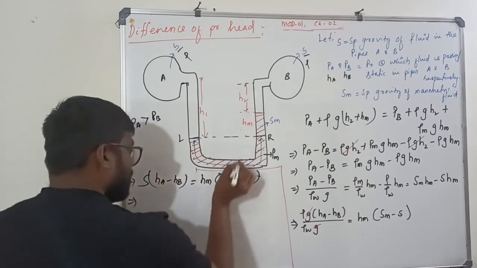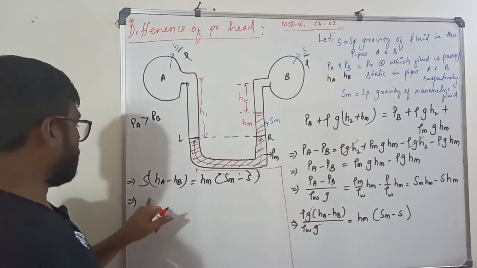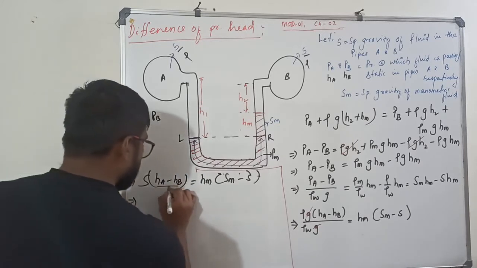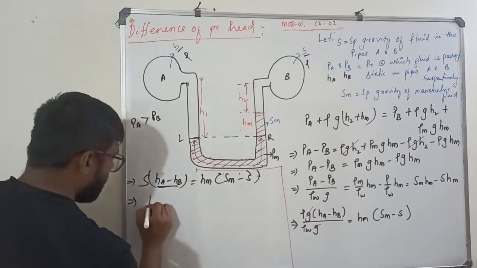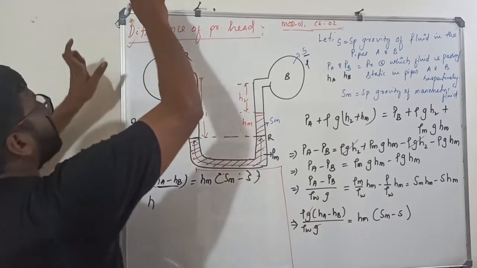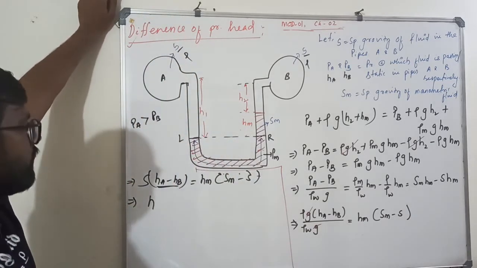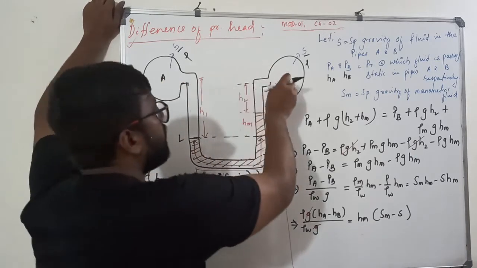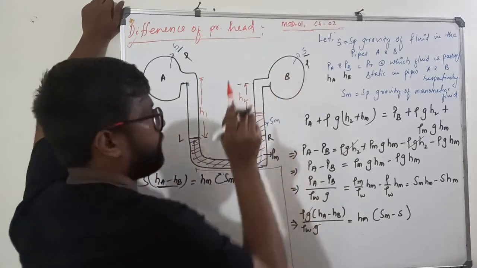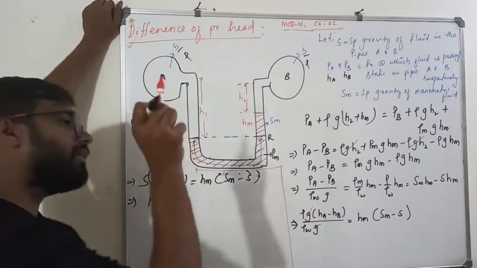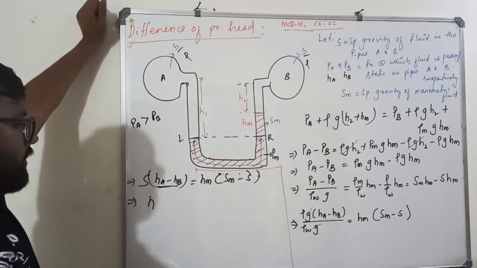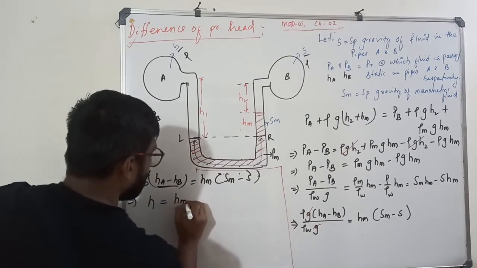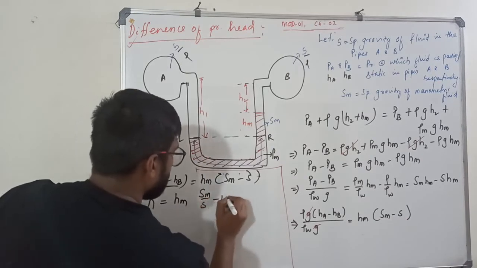Now take this S and divide. If this is multiplied here, it will go to the right hand side as division. So HA minus HB, this only I am writing as H. That is the difference of pressure head. Your H is nothing but the difference of the pressure head flowing between two pipes having the same fluid. Okay. So H equal to, take S this side, so what you got? HM into SM by S minus 1.